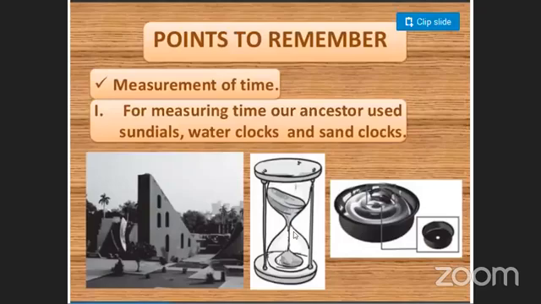I'll give you the task after that, on how to make sundials. With the help of the shadow of the sun we can find out the time, we can measure the time. Then the last image: with the help of water clocks also we can find out the time. Earlier people used to do it like that. Okay, next we'll move to our next slide.